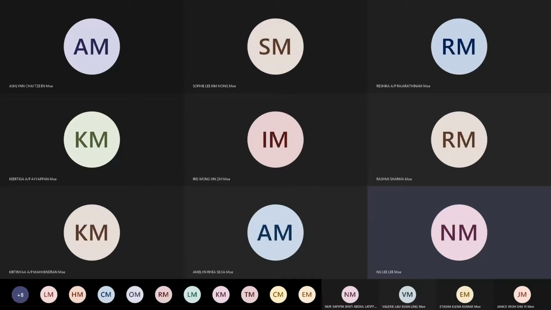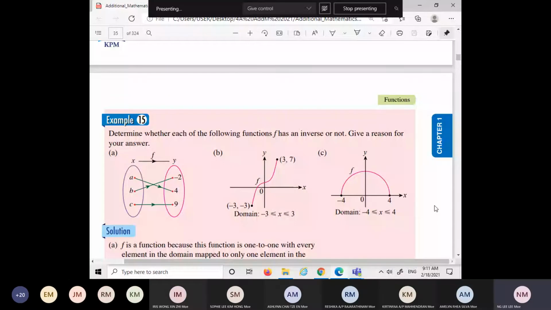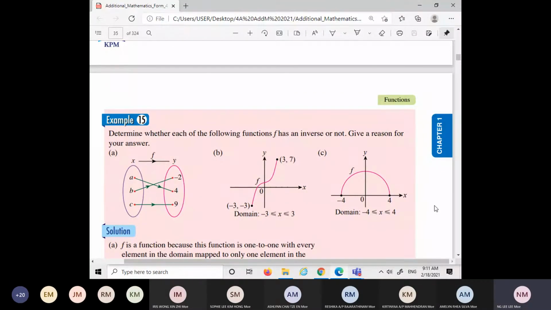Share. Okay, can you see the textbook? Someone on the mic, can you see the textbook? Yes, teacher. Okay, very good. So you have your textbook also. Turn to page 25.